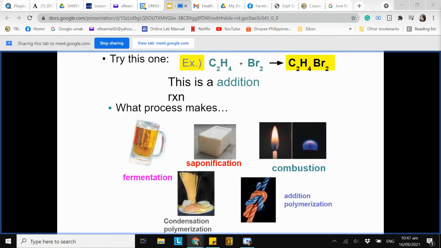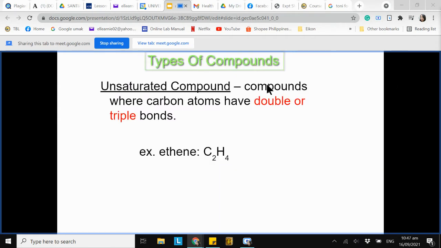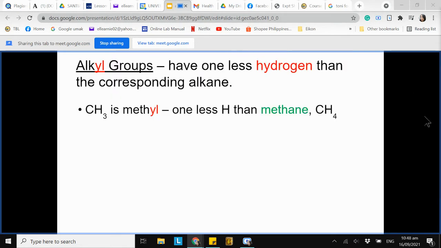Okay, so let's just go back. I just have some additional information in terms of organic compounds. Last time we already discussed what alkyl groups are, right? But always remember when it comes to alkyl, it's an alkane minus one hydrogen.